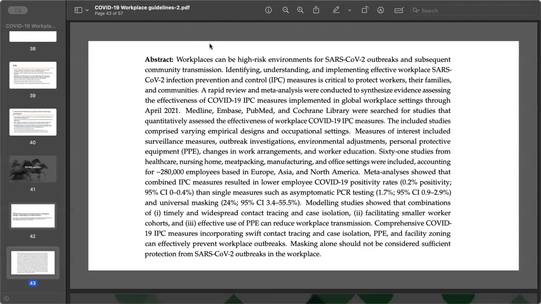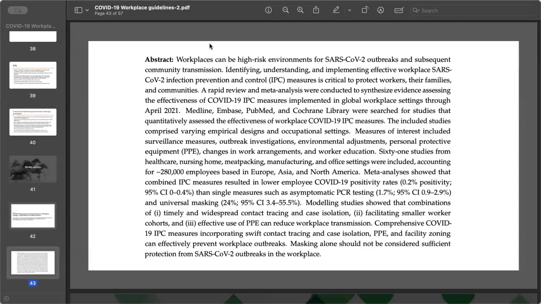Medline, Embase, PubMed, and Cochrane Library were searched for studies that quantitatively assess the effectiveness of workplace COVID-19 IPC measures. The studies included comprised varying empirical designs and occupational settings. Measures of interest included surveillance measures, outbreak investigation, environmental adjustment, personal protective equipment, change in work arrangement, and worker education. 61 studies from healthcare, nursing homes, meat packing, manufacturing, and office settings were included, accounting for 280,000 employees based in Europe, Asia, and North America.